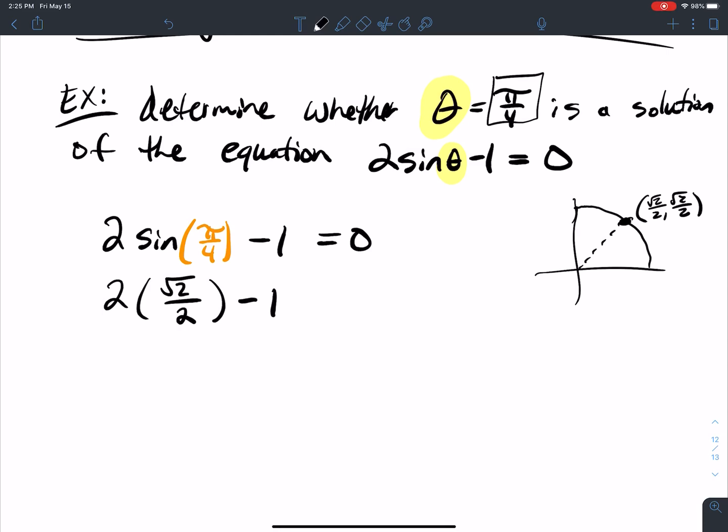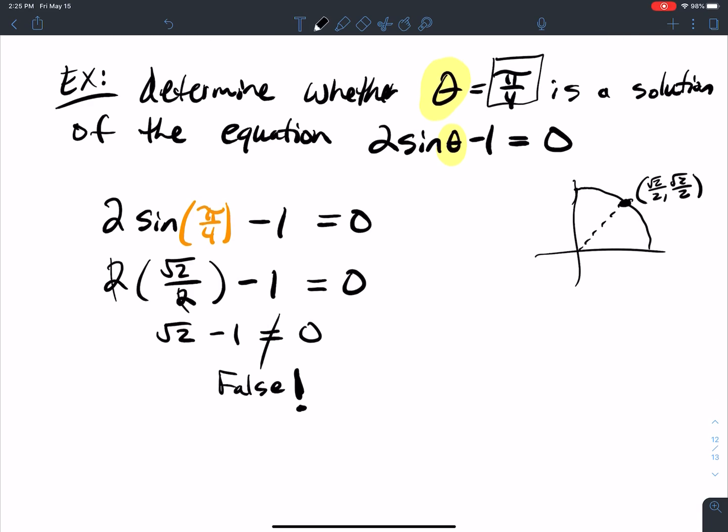It's not going away. So if I plug that in, guess what? That's not really working out too well for us because those 2's cancel, but I get square root 2 minus 1. And this is not equal to 0. So since this does not solve, this isn't a true value, this is false. Since that is a false statement, then pi over 4 is not a solution. So theta equals pi over 4 is not a solution.